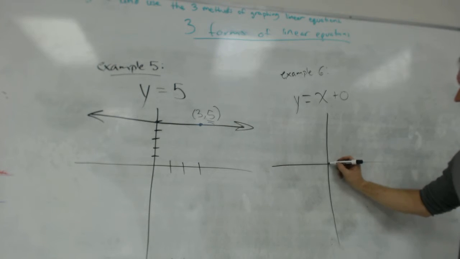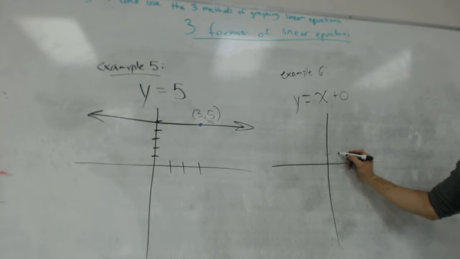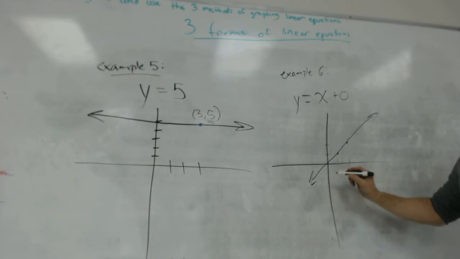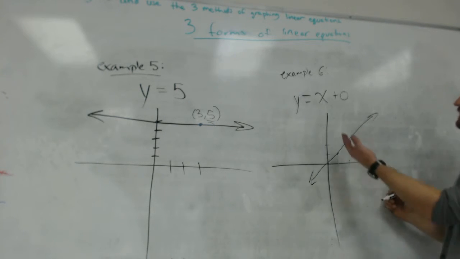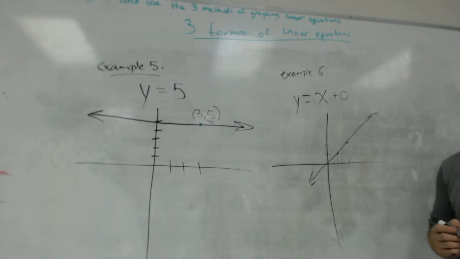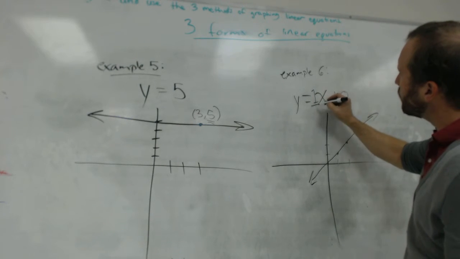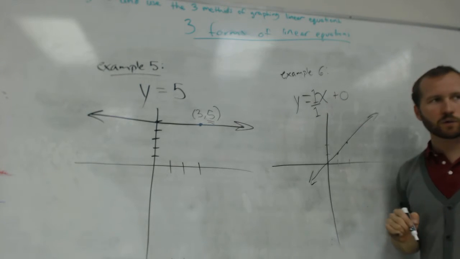At 0. Then you're going to go up 1 over 1. How did you know the slope was up 1 over 1? Because I don't see a number in front of the x, there's an invisible 1. In front of the x, there's an invisible 1 over 1.